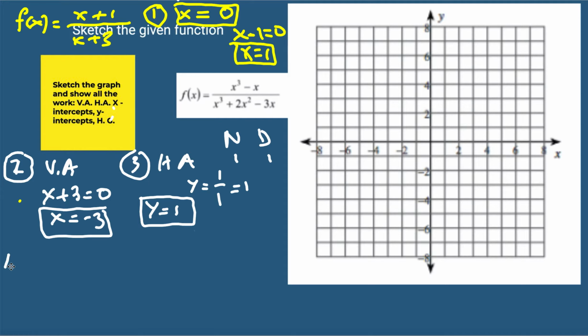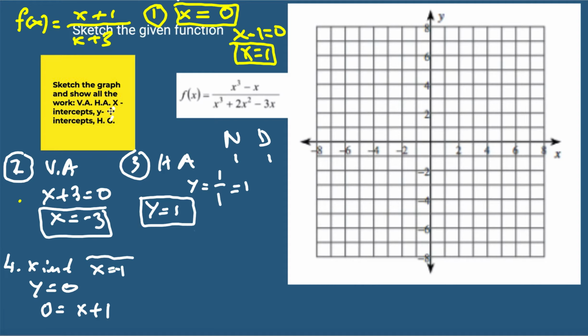And let's find the x-intercept. To find the x-intercept, we set y equal to 0, or f of x equal to 0, and we take the numerator, as a shortcut. So f of x equals 0, and we take the numerator, which is x plus 1, and we solve for x, so x is going to be equal to minus 1.